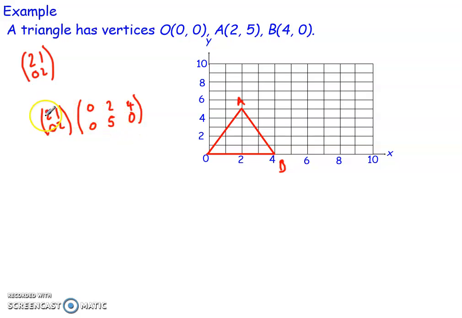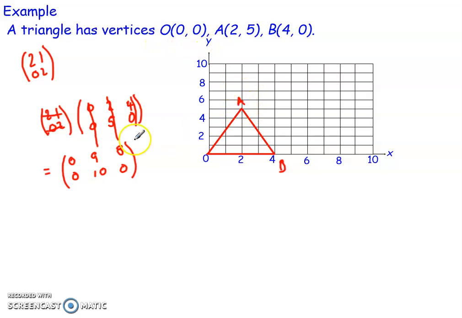So if I was to do my matrix multiplication, the usual step, my rows and my columns all together, what I would end up getting is 0, 0, I'd have 9, 10, and I'd have 8, 0. So what that means is my point O remains at 0, 0. The origin under any transformation just remains as the origin.